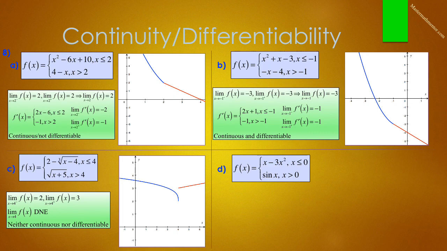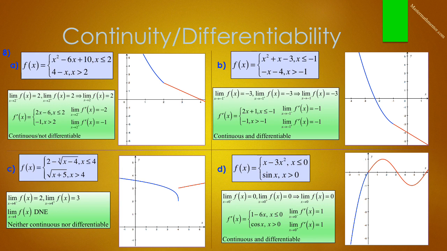We first look at the limit of f of x as x approaches 4 from the left, and we get 2; from the right, and we get 3. Therefore, the limit of f of x as x approaches 4 does not exist. That makes this function not continuous, and therefore it is also not differentiable.